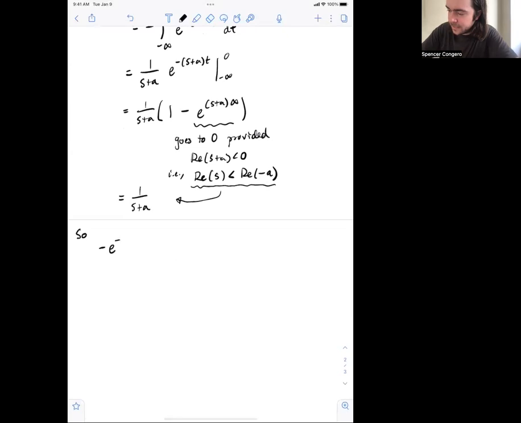And so that gives us our Laplace transform and our region of convergence. So negative e to the negative at u of negative t has Laplace transform 1 over s plus a. Okay, and the region of convergence is the real part of s is less than the real part of negative a.